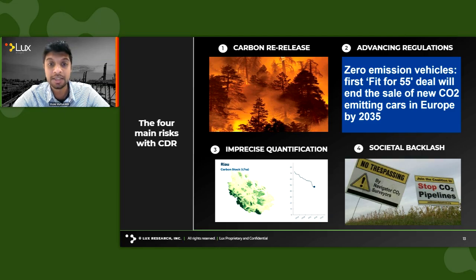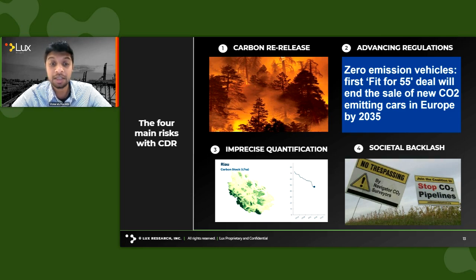And the last is societal backlash, right? So communities might be happy with companies planting trees in their backyard, but they're less happy about CO2 pipelines. And we've seen that with projects like the Summit CO2 pipeline project in the US, right? And essentially, if there's no CO2 pipeline, any of the CCUS solutions can't scale. So we evaluate all technologies that we discussed earlier on these four risks and see how they fare.